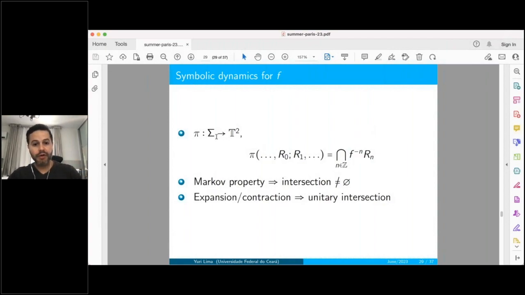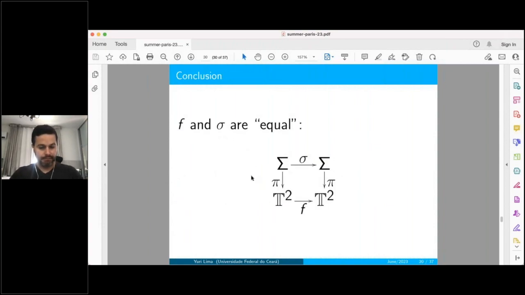And because of this, we have defined a way of passing from a path on the graph to a point in the two-torus. And the good thing about this map, which I just constructed and which I will call a coding map, is that it makes this diagram commute. So if you compose pi with f, this is equal to the composition of the left shift with pi.